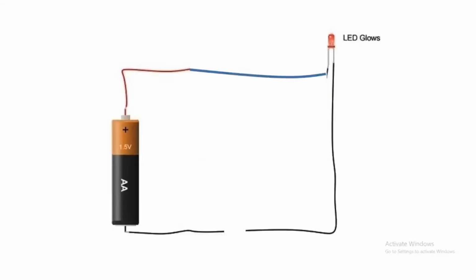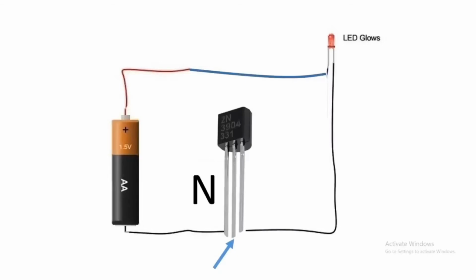Well, in an NPN transistor, we need to allow the negative current to the LED. So here the transistor is not allowing these currents. Now on the base, we are giving the positive current, and here we need to pass negative currents. By the help of positive currents, we are able to allow the negative current. Therefore this transistor is called an NPN transistor.